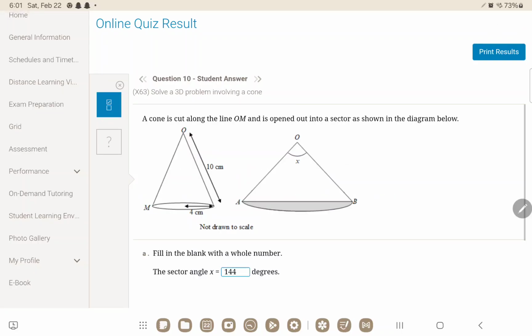This cone question. A lot of people don't understand it still. It hasn't showed up in an exam. Highly doubt it will, but we'll see. Now, in this question, you need to find the sector angle. How do we do that?